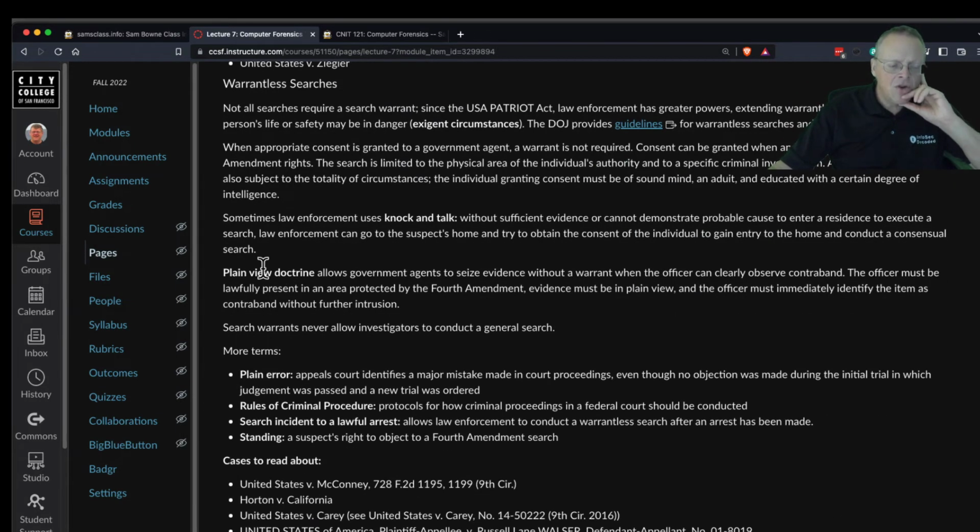Then there's the plain view doctrine, too. If there's something they can easily see in public, then they do not need a search warrant for that.